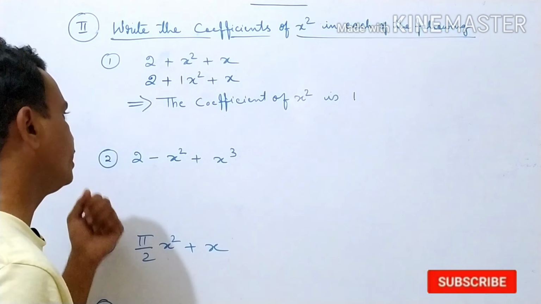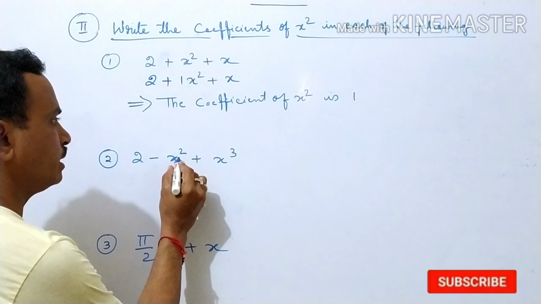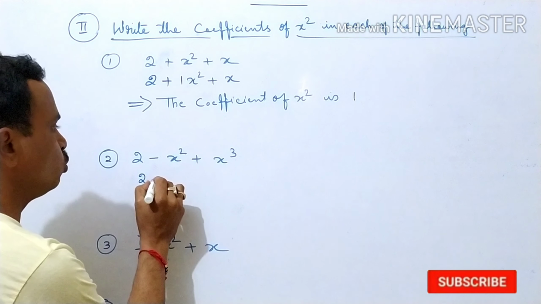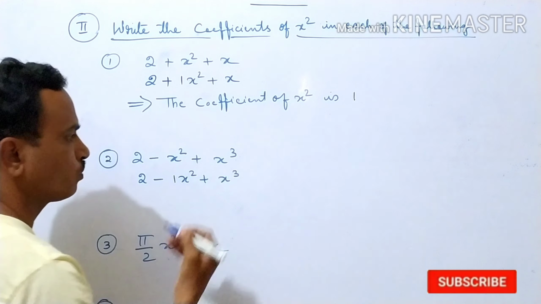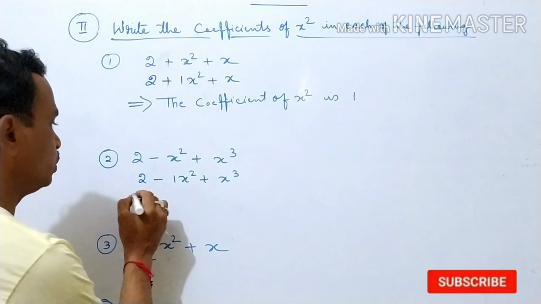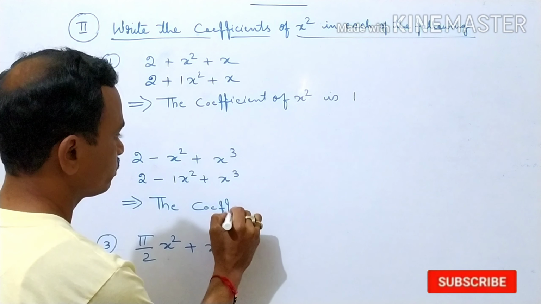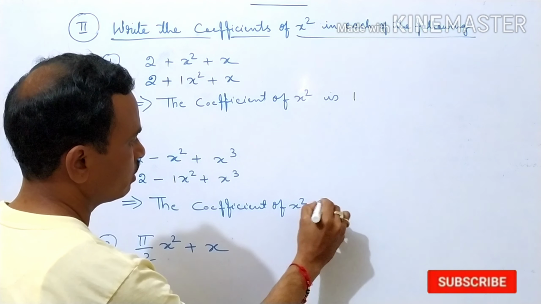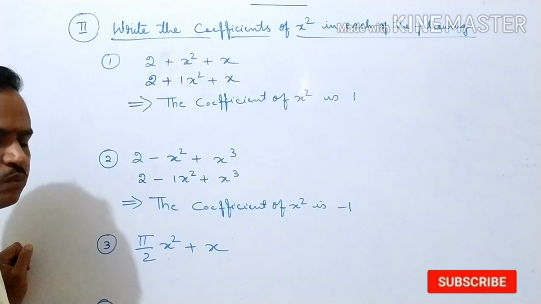Now come to the second question: 2 minus x square plus x cube. This can be written as 2 minus 1x square plus x cube. What is the coefficient of x square here? Minus 1. So this implies the coefficient of x square is minus 1.